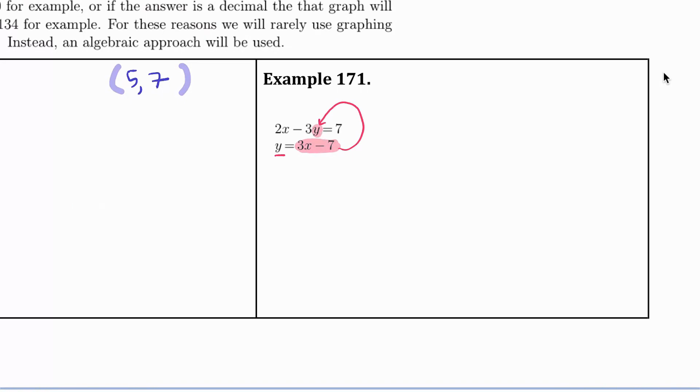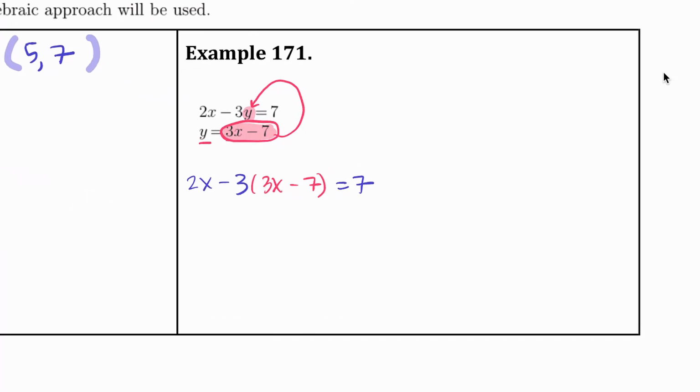Since it says y equals, we're going to replace it for our y. So let's see what this looks like now. We have 2x minus 3 times y, and notice here I'm going to replace my y with what we know y equals, 3x minus 7, equals 7. So all we did here, when we saw y, we substituted what we know that y equals. From here, this helps us because we have a one variable equation. We have an equation with only x's, and we know how to solve that.